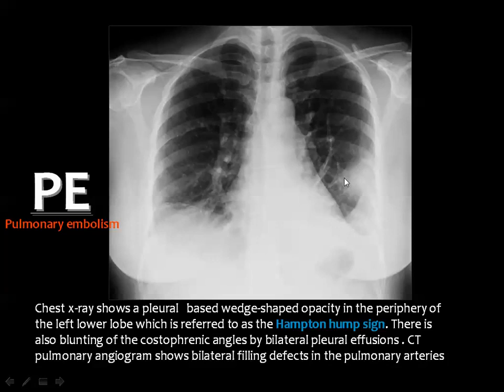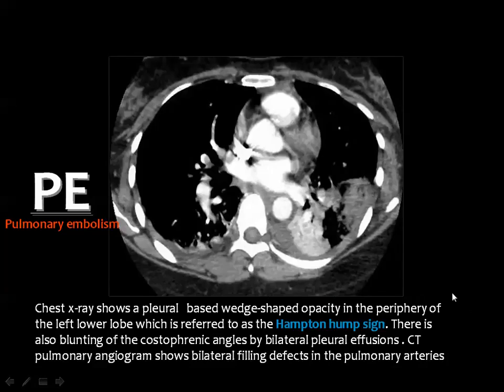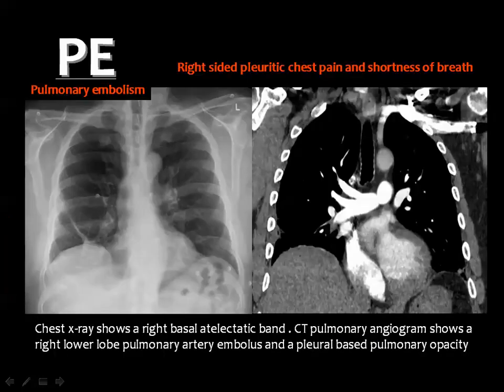But here you can see also what's known as the Hampton hump sign and the obliteration of the costophrenic angles by pleural effusion. The CT scan showed the consolidated area or the infarcted area in the lung, and you can see some filling defects in the pulmonary arteries denoting bilateral pulmonary embolism by CT scan, which is considered the most sensitive way to see pulmonary embolism.